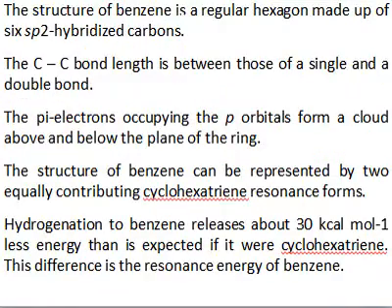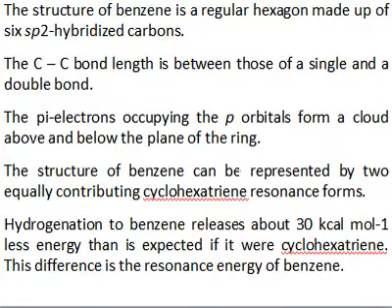Right, the structure of benzene is a regular hexagon. Hexagon means a six-membered ring, and a regular geometry is one in which all bond lengths and all bond angles are the same. So benzene has a six-membered ring in which all bond angles and all bond lengths are the same. All carbons are sp2 hybridized. The carbon-carbon bond length is between a single and a double bond, so it's not a pure single bond and not a pure double bond. Further, the pi electrons residing in the p orbitals form a cloud above and below the plane of the ring, right?